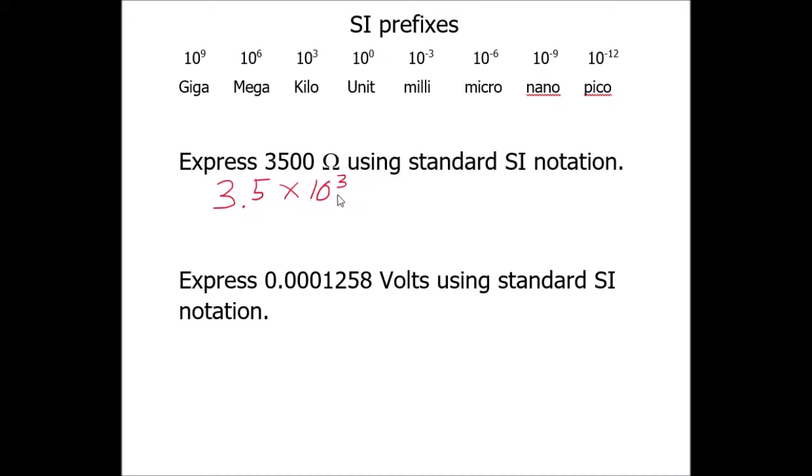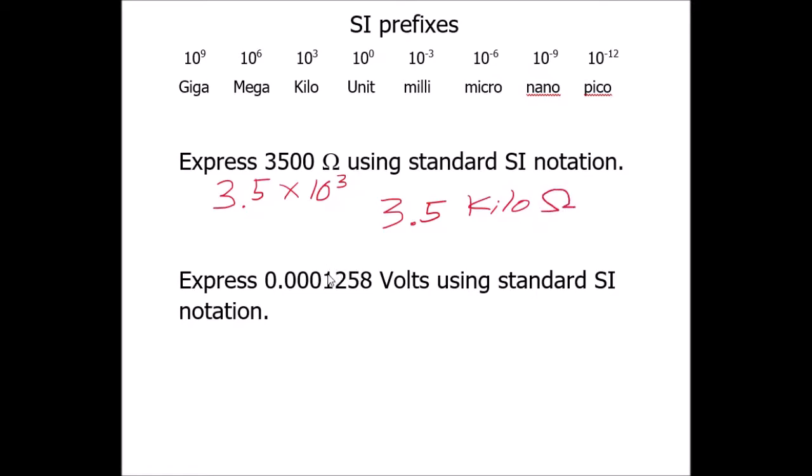Well, what is that using an SI prefix? 10 to the third is kilo. So this number using SI notation is 3.5 kilo. And the unit is that funny symbol there. That's ohms. Again, don't worry too much about that.